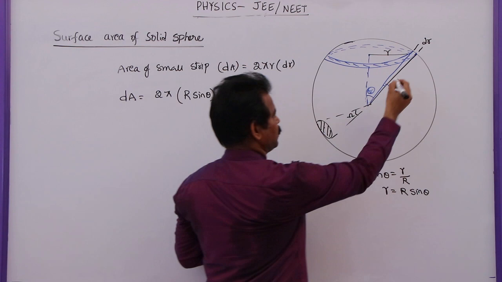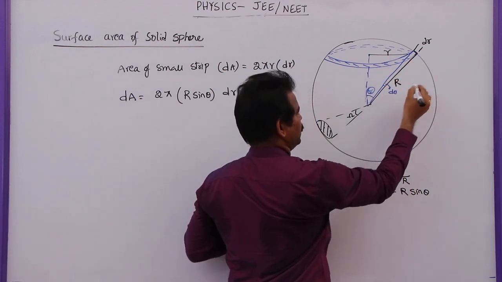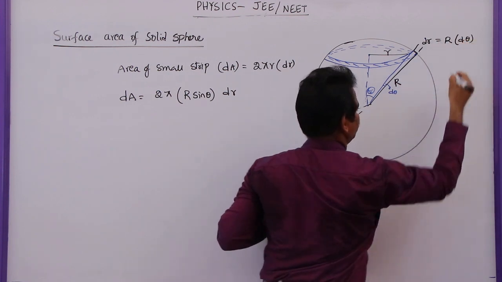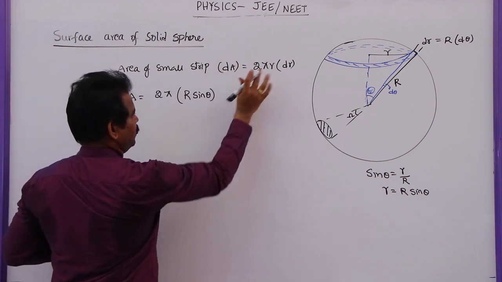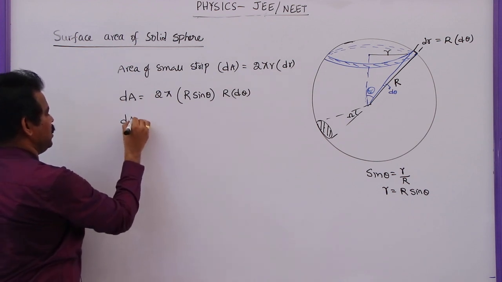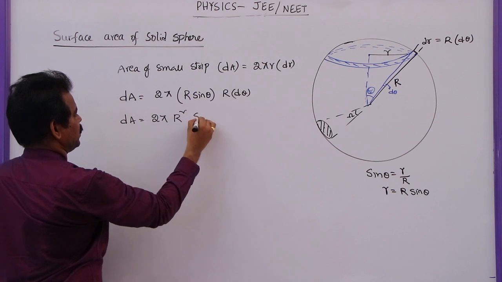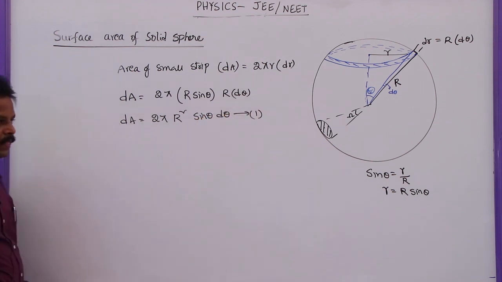Just now we discussed this one. This is an arc length, this radius r, this angle d theta. So dr is equal to the radius times that plane angle. So in place of dr, I can write r d theta. So dA is given by 2 pi r into r square sin theta d theta, that is equation 1.